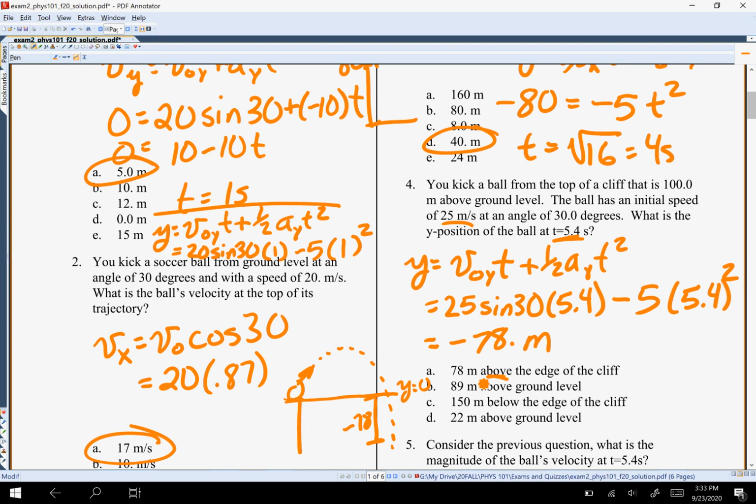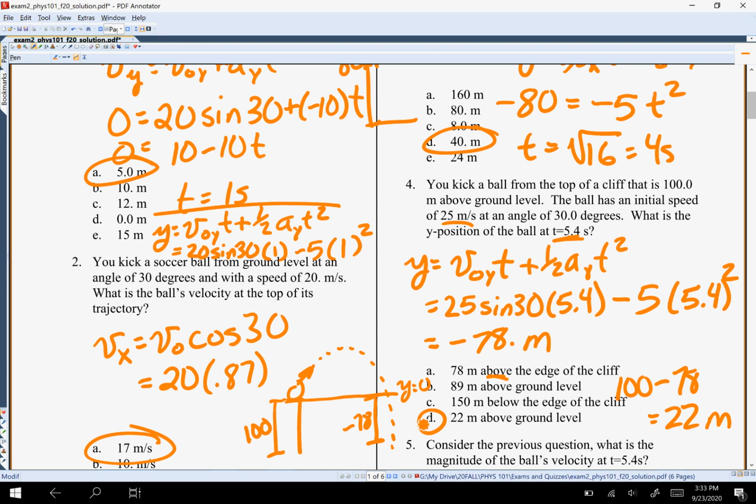In order to find the position of the ring, it was easier if you subtracted the initial height of the ball minus the amount that it drops. So what you do here, since I know that this distance is 100, I say 100 minus 78 is equal to 22 meters. And so it's 22 meters above the ground level.